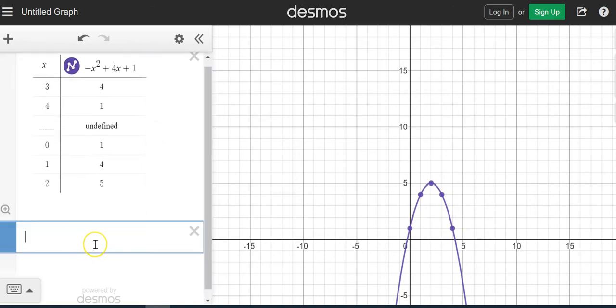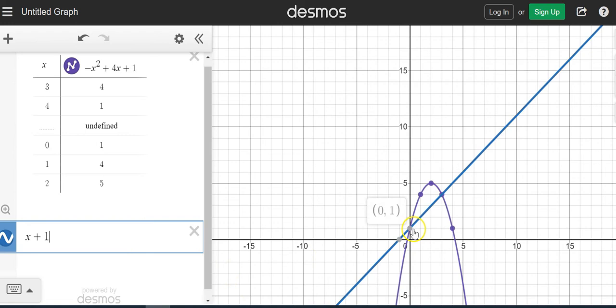And then our next one is just simply x plus 1. And there are my points of intersection, 0, 1, and 3, 4. I don't know why it's not hitting it directly, but it's 3, 4. There we go, 3, 4.